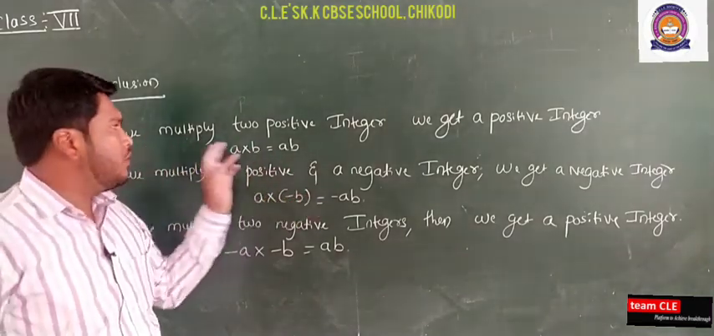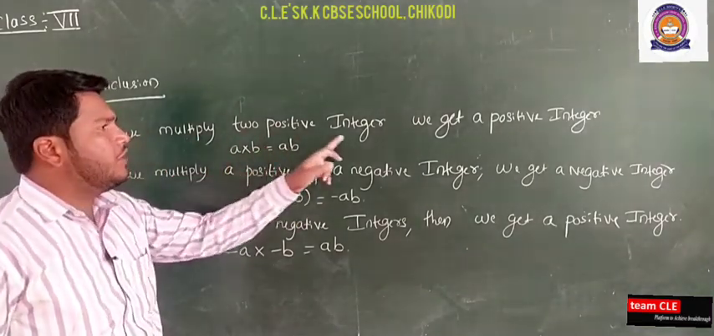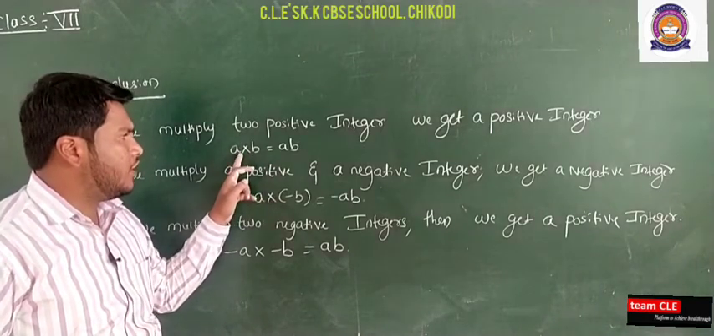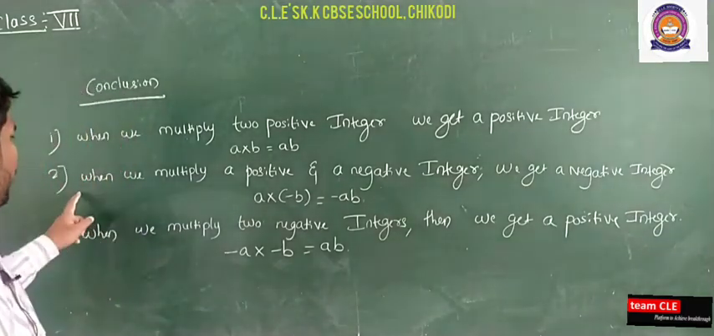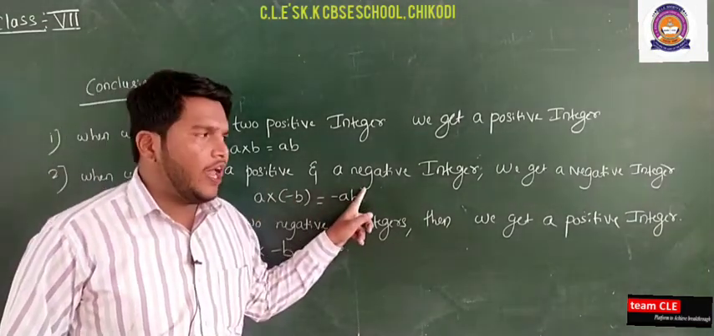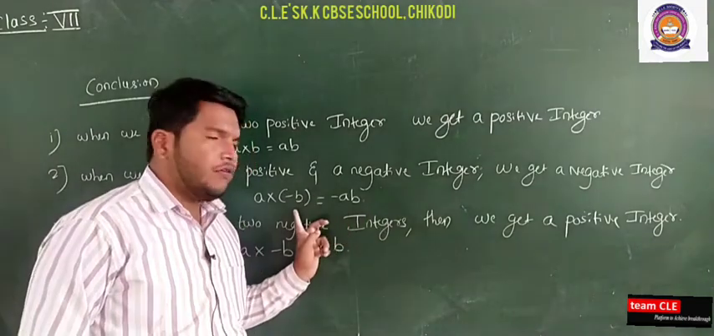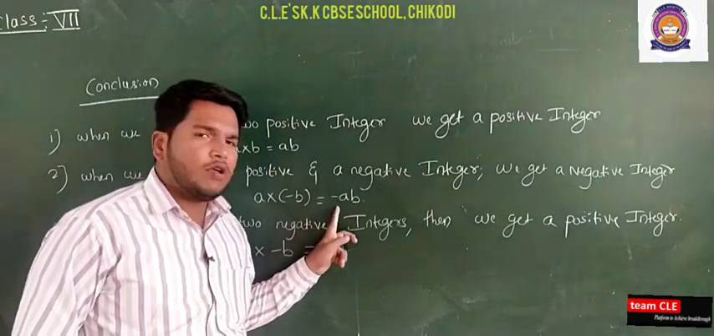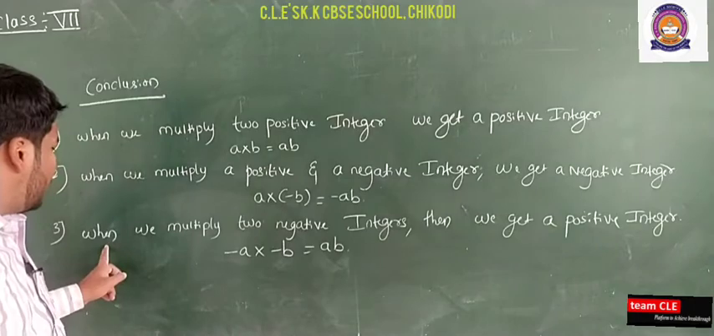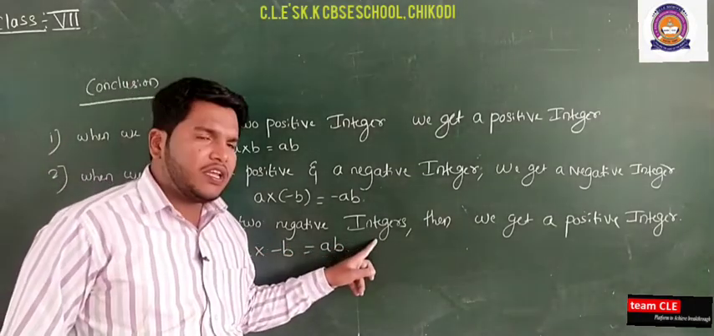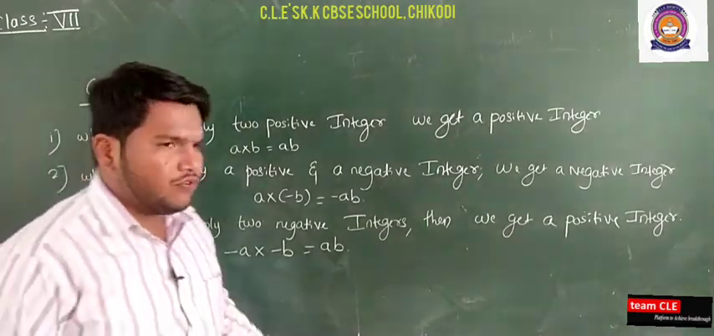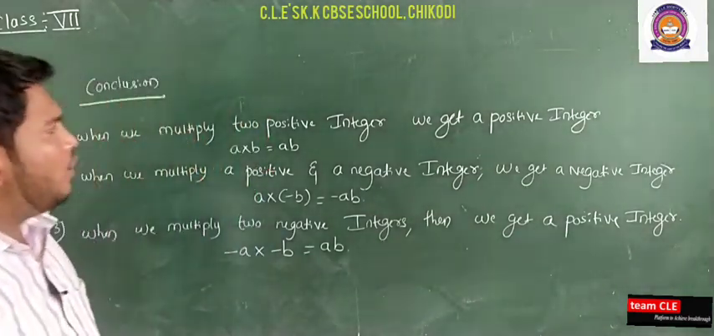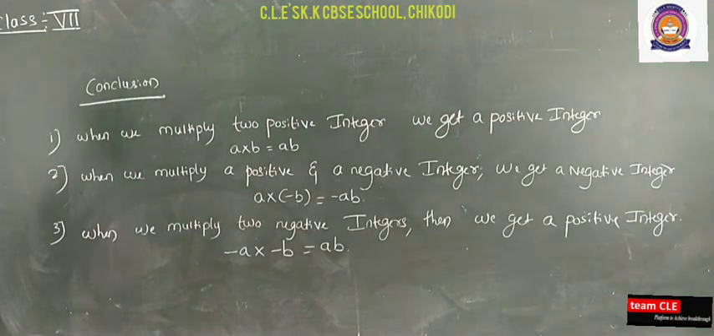When we multiply two positive integers, we get a positive integer, that is a into b, which is equal to ab, as we saw in the previous example. When we multiply a positive integer and a negative integer, we get a negative integer, that is a into minus b, which is equal to minus ab. Similarly, third one, when we multiply two negative integers, we get a positive integer, that is minus a into minus b, which is equal to ab. Okay, so I hope you take this conclusion part. I hope you understood this concept.